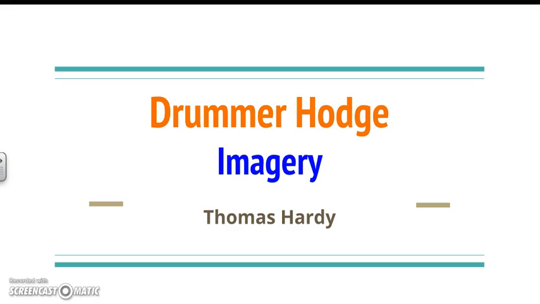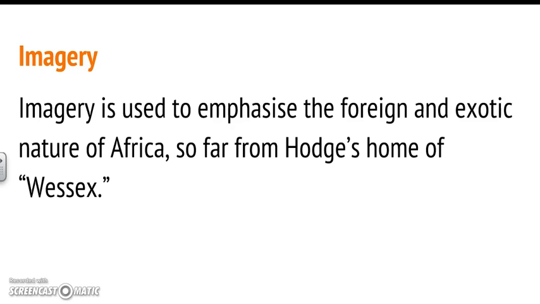Imagery. What is imagery? Well, imagery is the words and phrases that the poet, the writer, the author uses to create a picture in the reader's mind, to bring the scene to life. The imagery in Drummer Hodge is used to emphasize the foreign and the exotic nature of Africa.